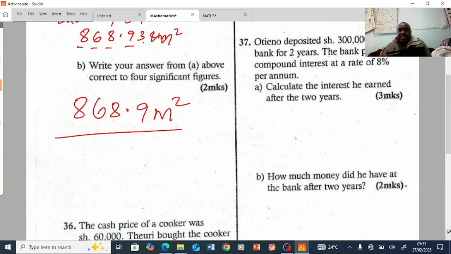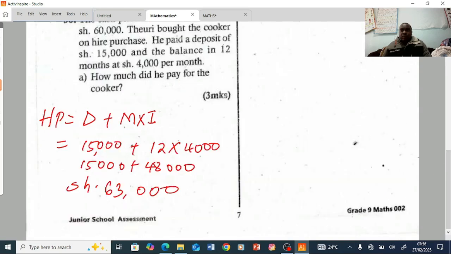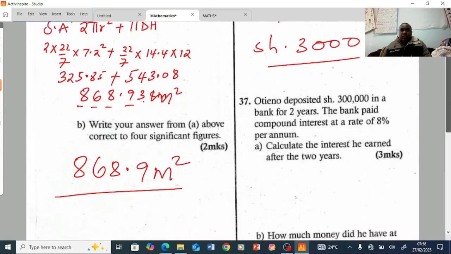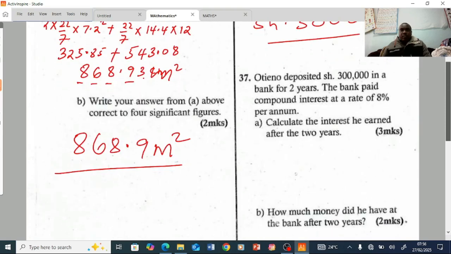Porcelain deposited 300,000 in a bank for 2 years. The bank paid a compound interest rate of 8 percent per annum. Calculate the interest he had after the 2 years. The interest he had. How much more did he have in the bank after 2 years? That is the interest he had after the 2 years.